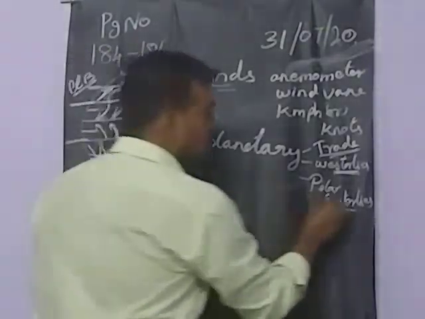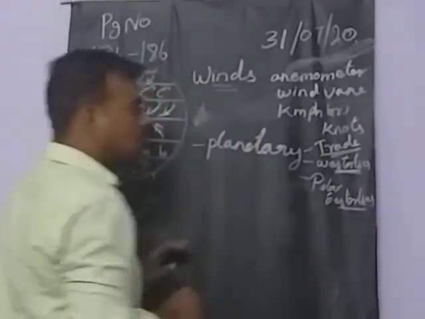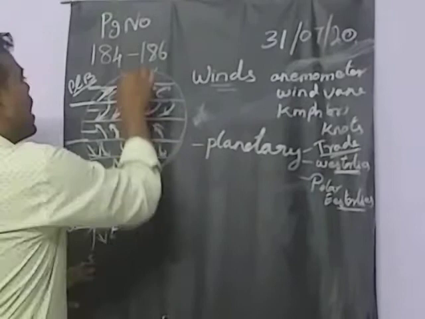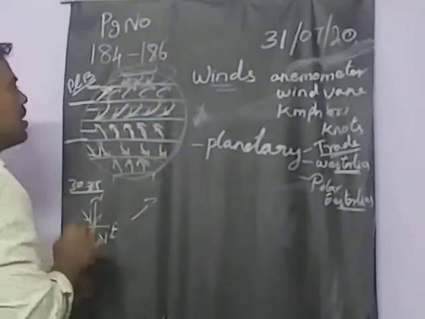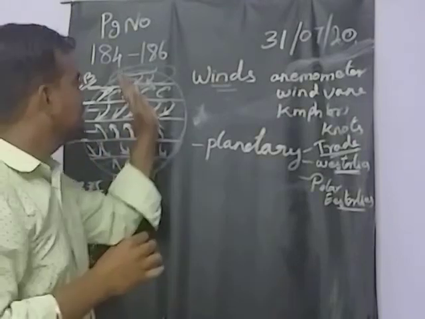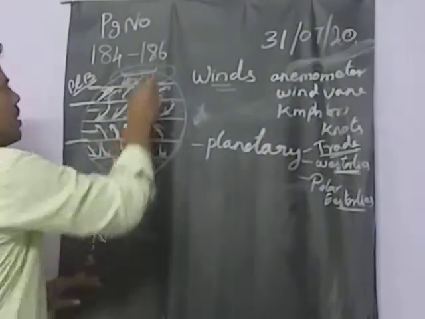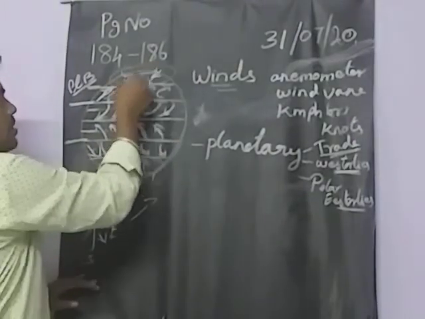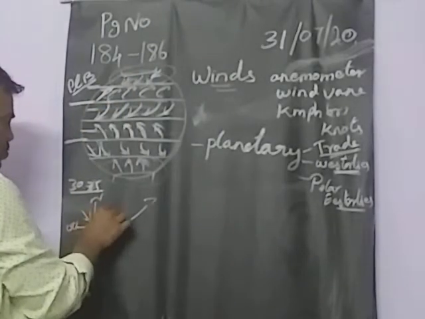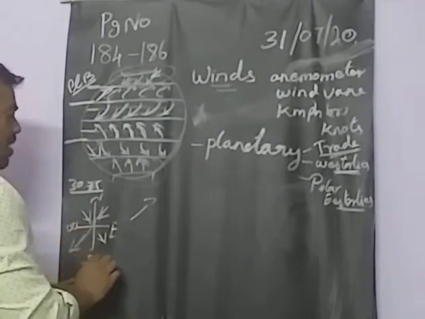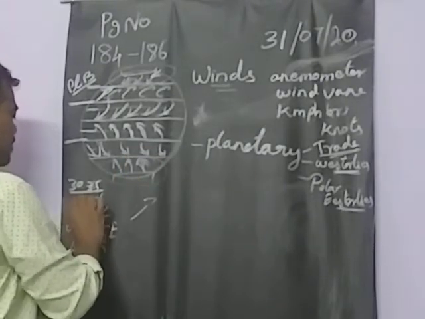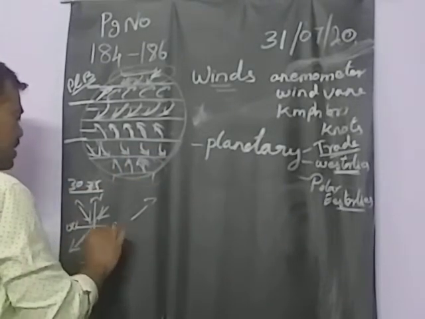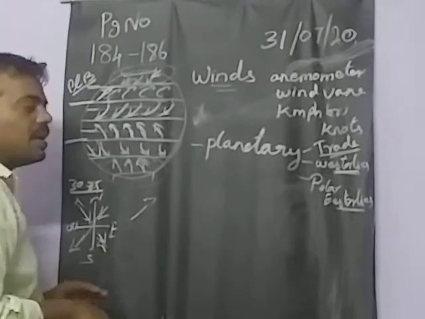Okay, next one. Polar easterlies. This will happen here only. Here alone we can see this. From the eastern direction we will get the wind. From northeast to southwest it will travel. From southeast to northwest it will be reached.